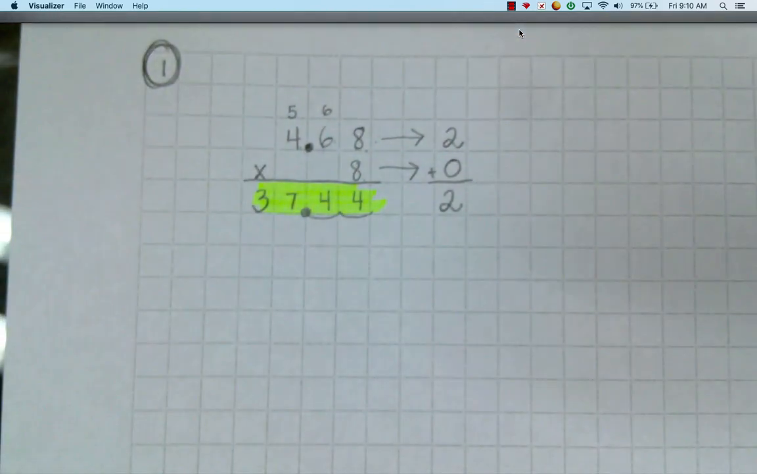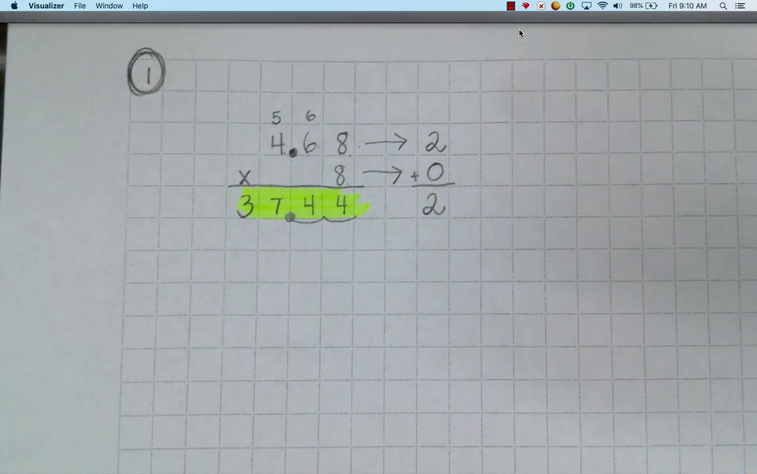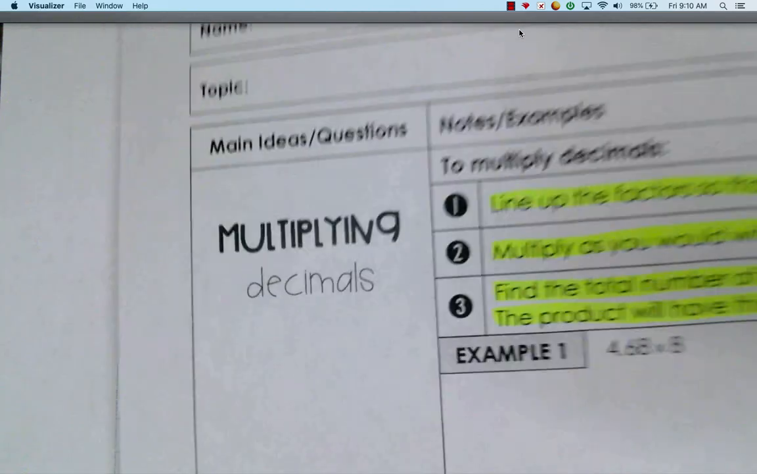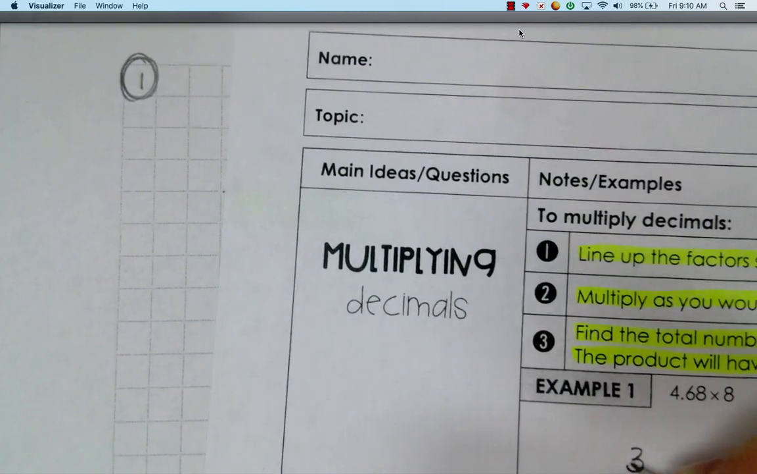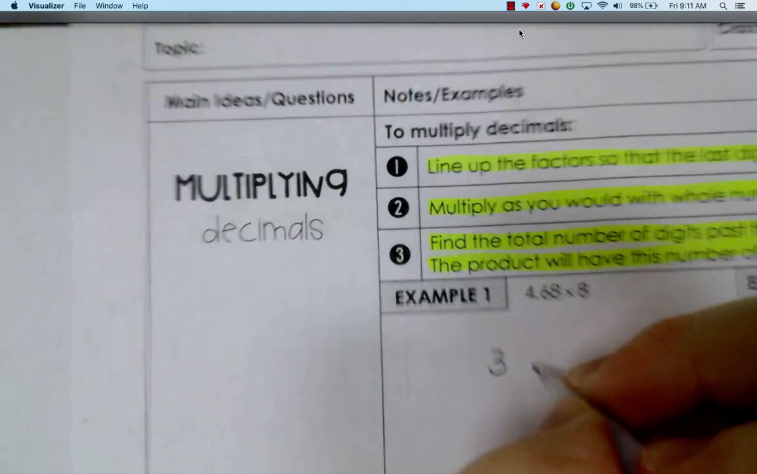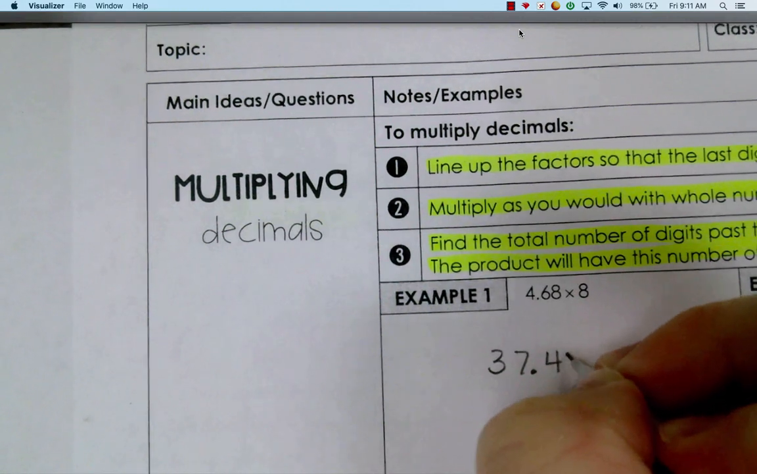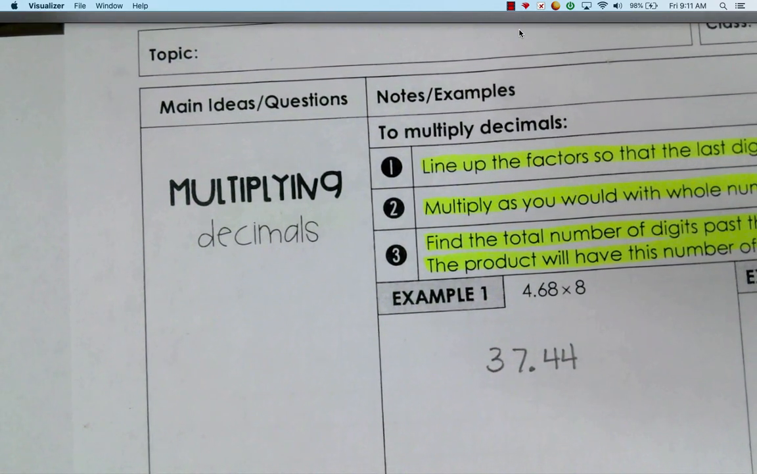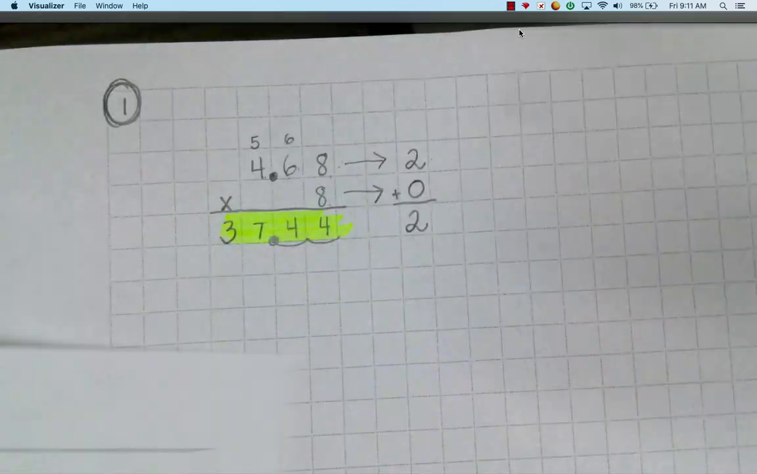All right. So we're going to look at this example right here. I love this, but we're going to transfer our product, 37.44, to our notes, okay? But we're also going to keep that grid paper in there. We're going to keep that grid paper, okay?